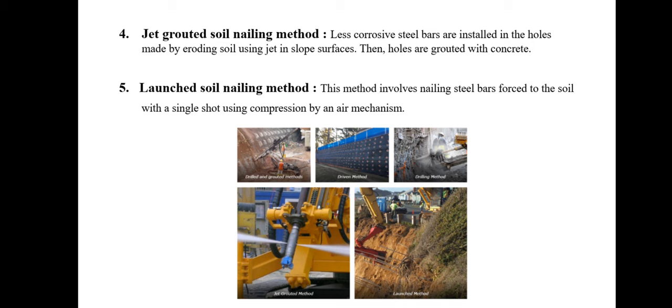Fifth one is the launched soil nailing method. This method involves nailing steel bars forced into the soil with a single shot using compression by an air mechanism. It includes compression with a higher pressure. That's why it is used in a single shot. So here are the diagrams which show the types of methods of soil nailing.